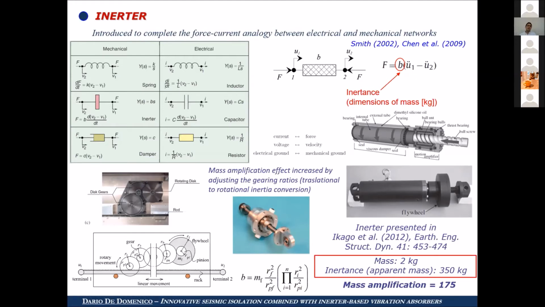So the peculiar characteristic of this device is that it produces a very large mass amplification. I mean, this is thanks to a conversion of the translational motion to a rotational inertia. There are many technologies to realize the inerter, like rack and pinion mechanisms or ball screw devices. For example, with a device of just 2 kilos, an inertance, or apparent mass, of around 350 kilos can be obtained. So we have a mass amplification of around 200 times.